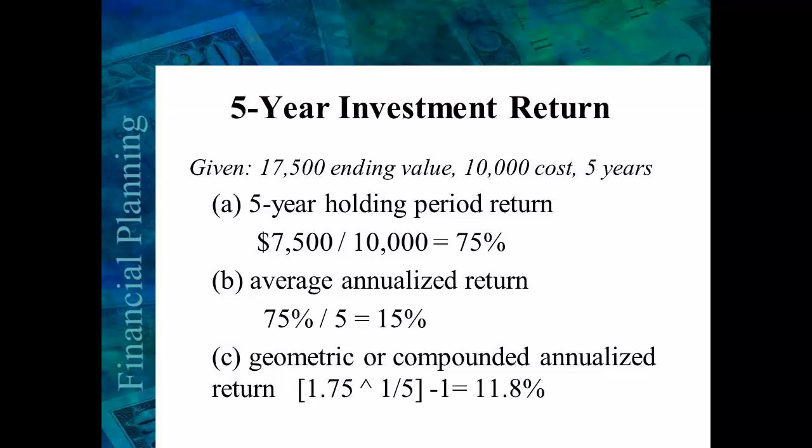The average annualized return is calculated as the 75% total return divided by the number of periods, or 5, resulting in a return of 15%. The geometric or compounded annual return is calculated as 1.75 raised to the 1/5 power minus 1, or 11.8%.